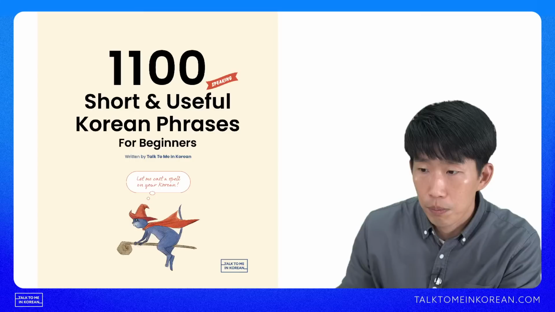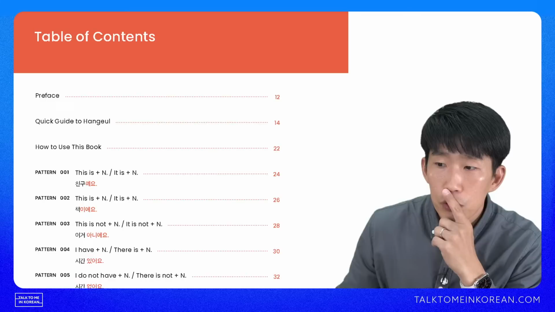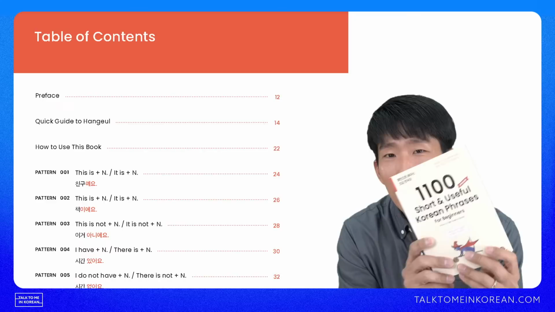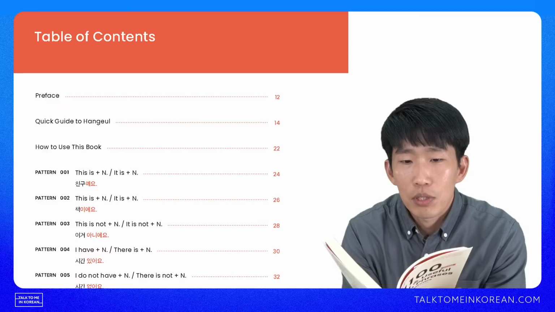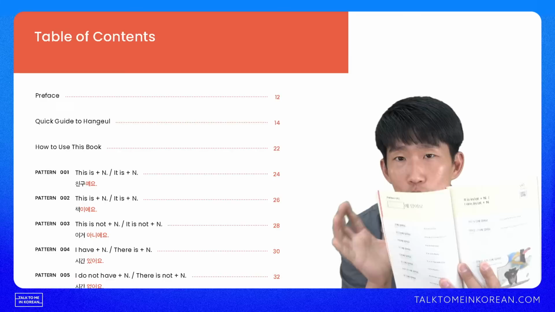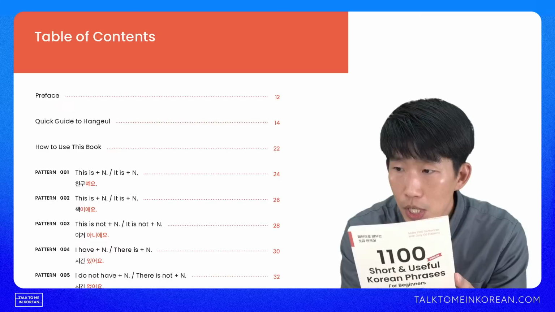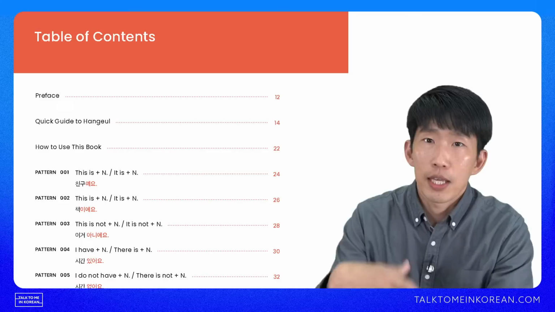So for example, if you go to the table of contents page right here, this book doesn't have 1100 sentences, but each small chapter is going to be about one major sentence pattern. There will be 100 patterns in total, so not too much for a beginner or a low intermediate learner, which I'm sure many of you are. And you can make 11 different sentences using one pattern.